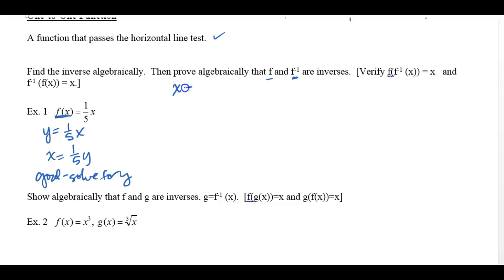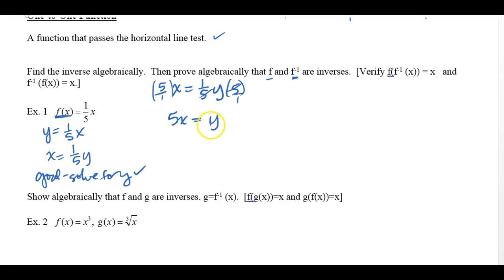Okay, so I'm going to rewrite it up here where I have a little more room. The first thing I'm going to do is multiply both sides by 5. Remember, that's 5 over 1. So these 5s will cancel out, and now I have 5x equals y. Well, that was my goal, solve for y, so I'm done.